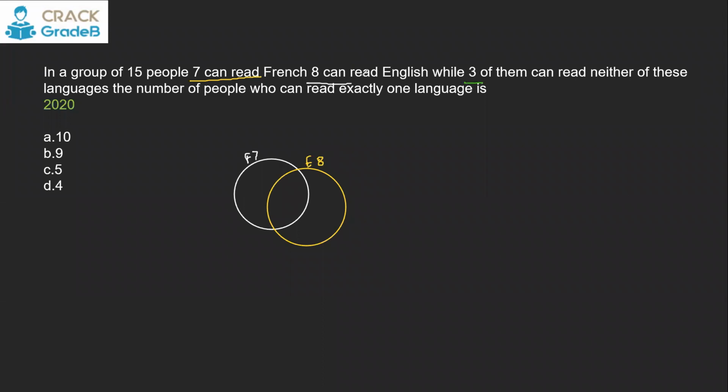And 3 of them can read neither of the languages. So out of 15, 3 people don't belong to these circles. They don't read any of these languages. They're asking how many can read exactly one language. So if this area, which we don't know this time, has X, then this area will have 7 minus X people in it. And this area, because the entire yellow circle is 8, out of which X went here, will have 8 minus X people in it.